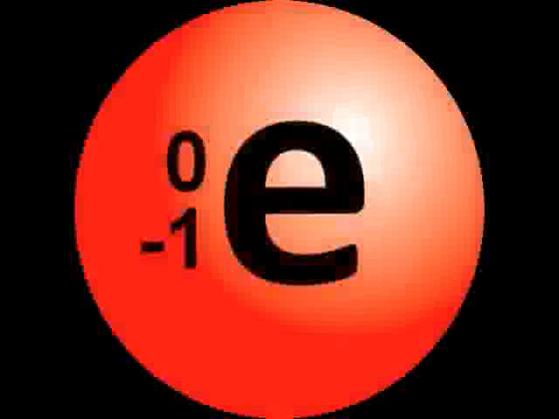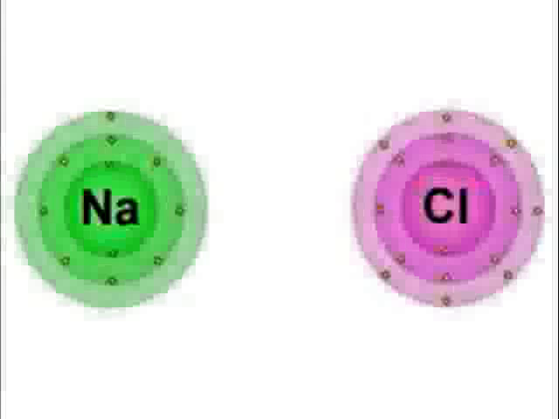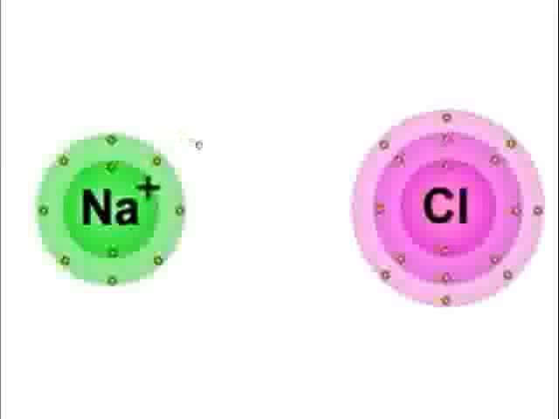The second main type of ionizing radiation is beta particle decay. A beta particle is an electron. When a sodium atom gives up its valence electron to a chlorine atom, it does not mean that the sodium is going through beta particle decay.